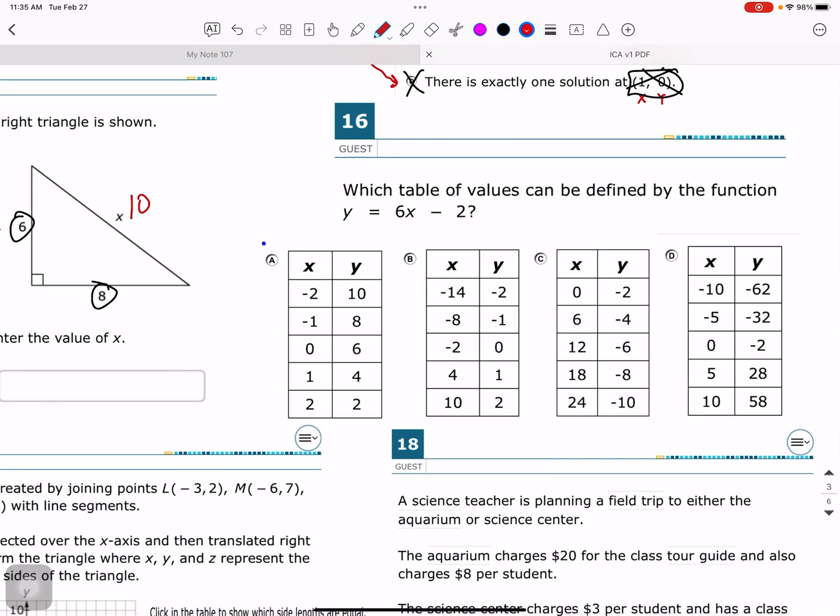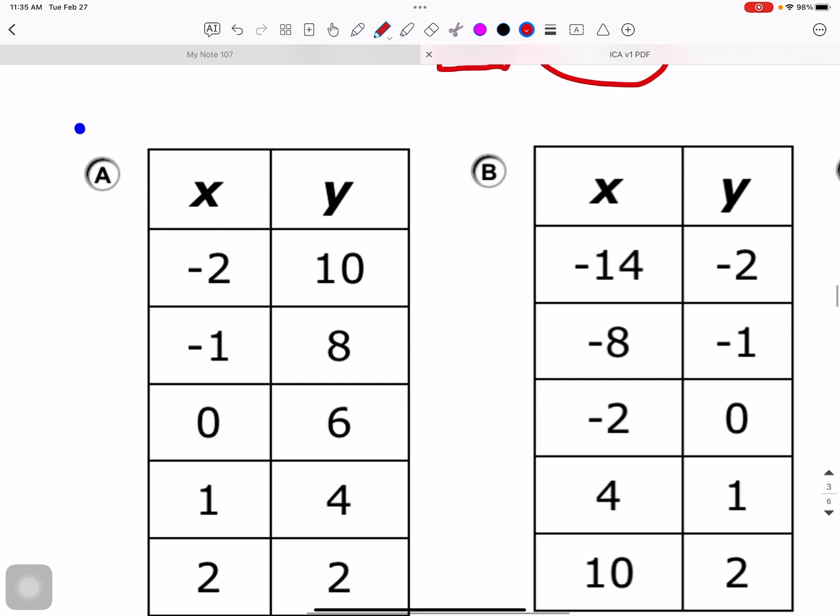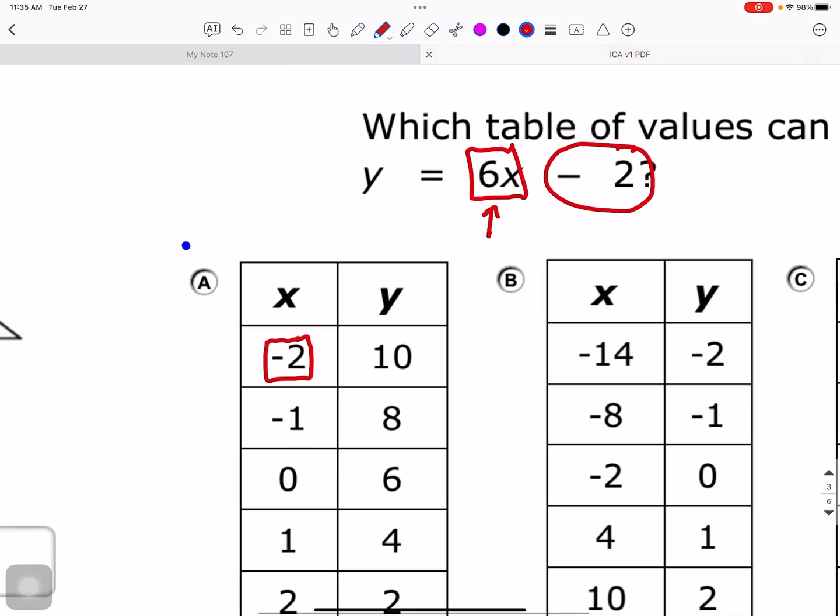All right, this one. If I take an x and multiply by 6, then minus 2, I should get my y. So let's see. I'll start with this x. Multiply it by 6 first, so I get negative 12. And then if I minus 2, I should get negative 14. So no, this one does not work.